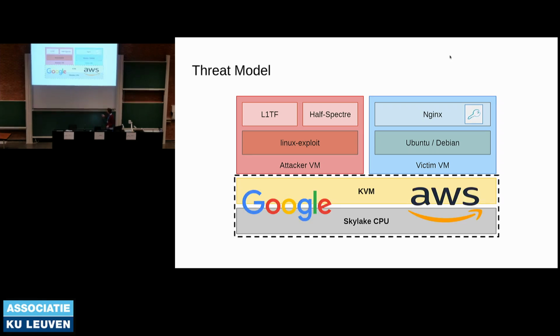We did this on real production clouds of both Google and AWS, so Amazon. And today I'll talk about the Google part, because on AWS we gained arbitrary host data leakage. On Google, both host and guest data leakage.